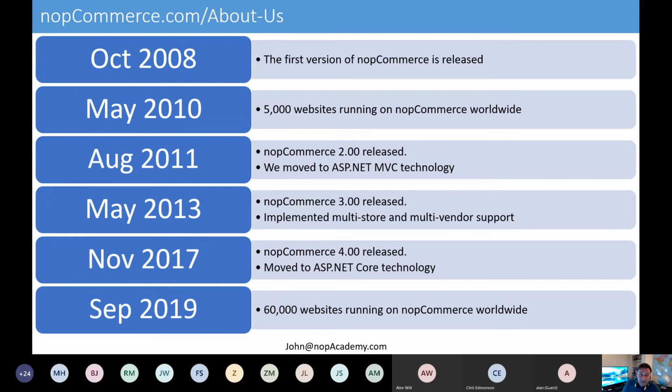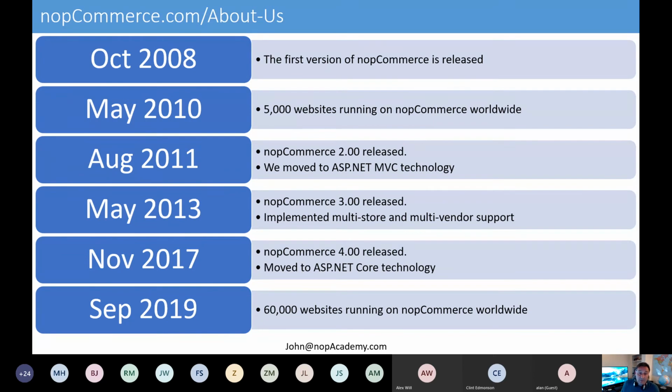nopCommerce has been around a little over, coming up on, 12 years. A couple of years after they were released in 2010, they had about 5,000 active sites. In 2011, they released their 2.0 version, when they went from web forms technology to ASP.NET MVC. Then in 2013, they had a pretty big release with their 3.0 version, where they implemented some big features of having multiple stores and multiple vendor support.